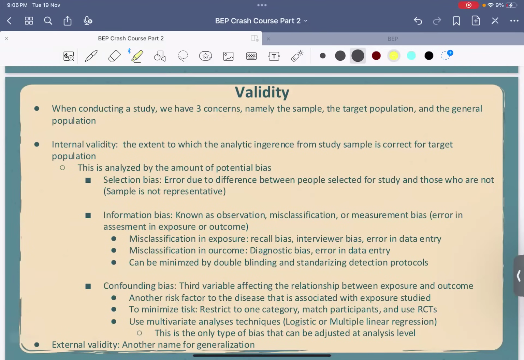Okay, validity. So what is the validity of the study? When conducting a study, we have three concerns: the sample, the target population, and the general population. Basically, we take a sample from a target population. For example, if we want to study pregnant ladies, then pregnant ladies is the target population. The sample is a couple of those, so 100 of those. And then there's the general population, which are non-pregnant ladies and males as well, and everyone outside this target population.